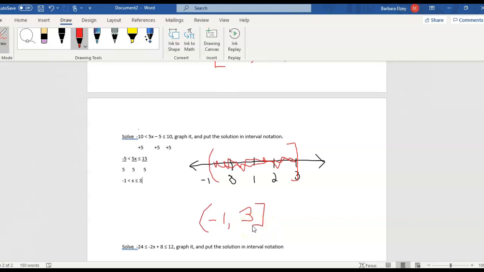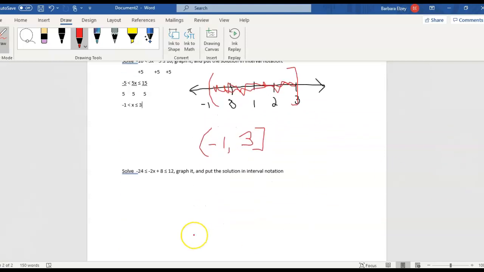And there's the interval notation. All right, so let's take a look at this next one. Let's solve it and graph it in the same fashion. So remember a moment ago, we pretended that the left side didn't exist.